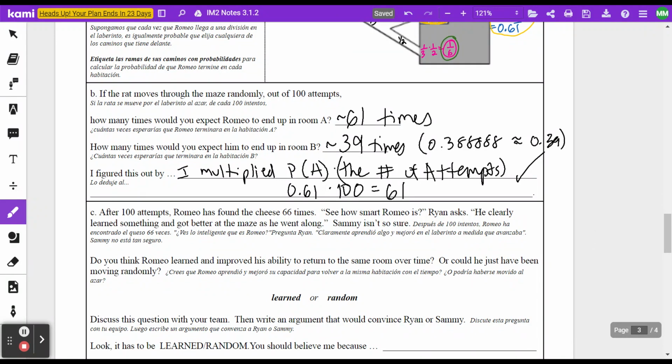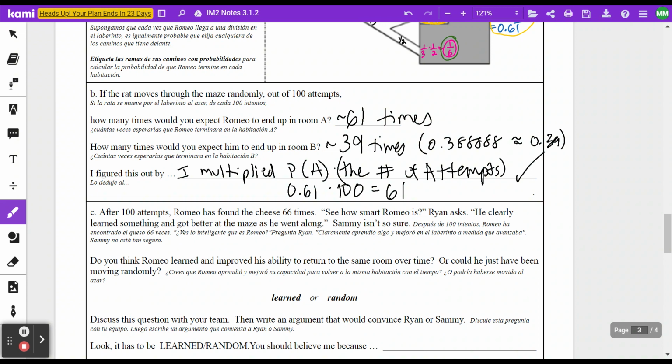So after 100 attempts, Romero has found the cheese 66 times. And Ryan goes, see how smart Romero is? He clearly learned something and got better at the maze as he went along. And then Sammy's like, I don't think so. I'm not convinced. What do we think? Do we think that Romero learned and improved his ability to return to the same room over time? Or could it have just been random?